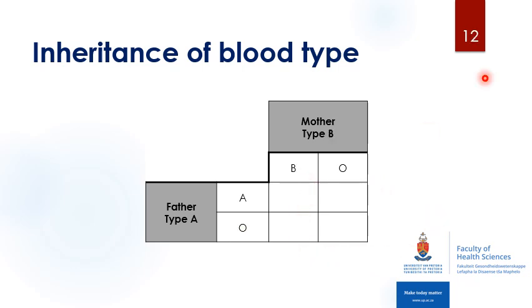So how about this example? In this example, you have a mother that's blood type B, but carries the O gene, and a father that's blood type A, but carries the O gene as well. So what would be the inheritance pattern for this couple?